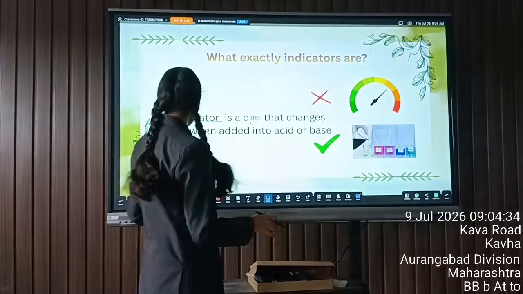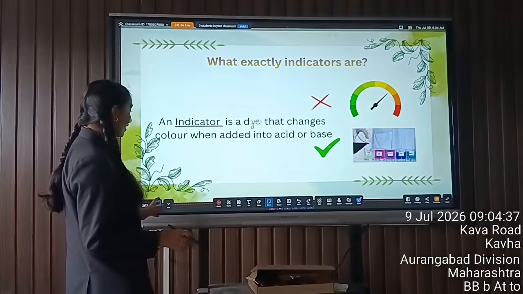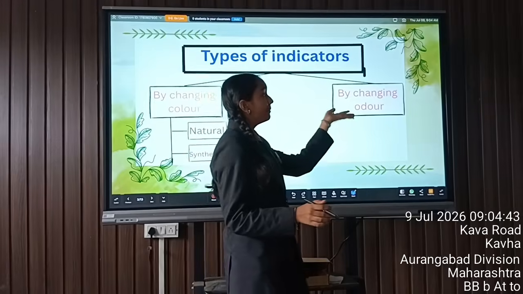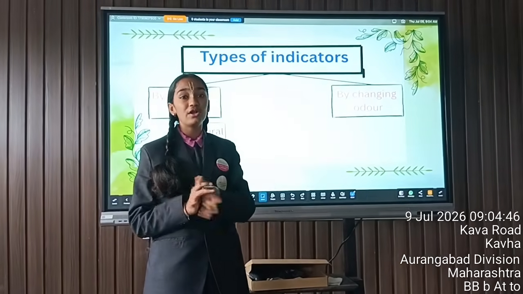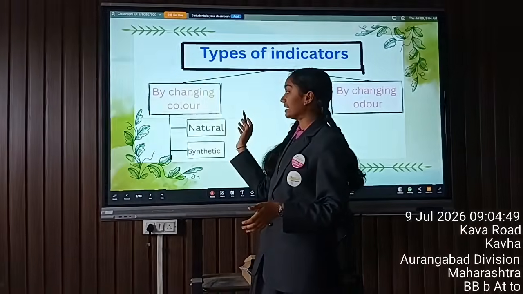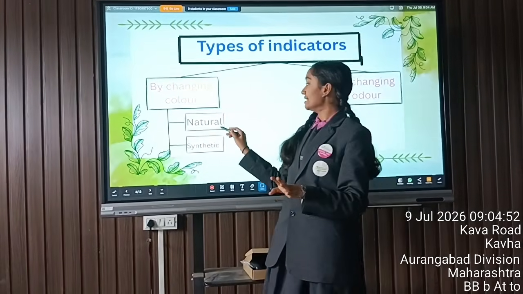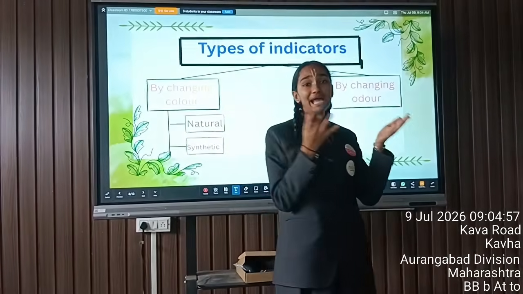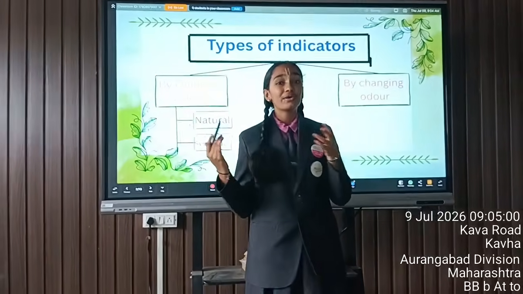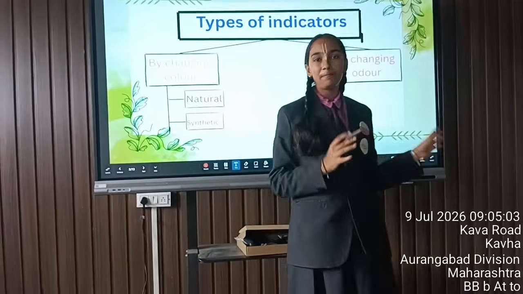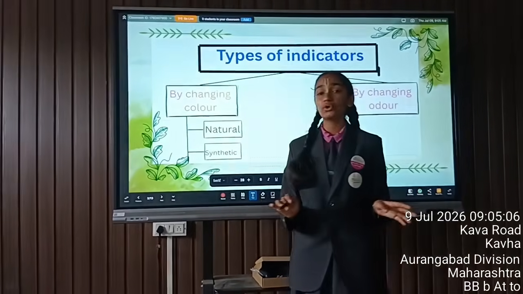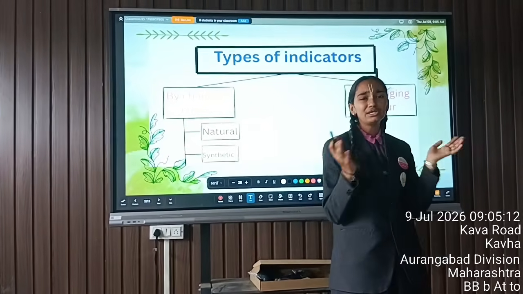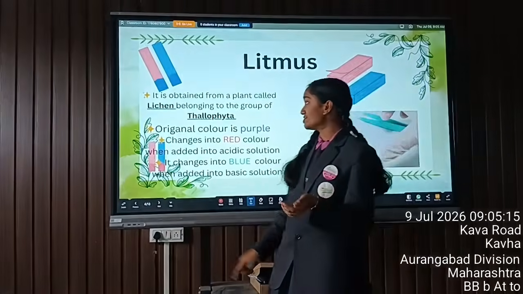Indicators are divided into mainly 2 types, that are by changing color and by changing odor. By changing odor, indicators are also known as olfactory indicators, and by changing color, indicators are divided into 2 types, that are natural indicators and synthetic indicators. Natural indicators are obtained from natural things. They may be from animals, unicellular, multicellular organisms, or they may be from plants. And synthetic indicators are those we prepare in laboratories with the help of chemicals and many other things. So let us start with natural indicators.